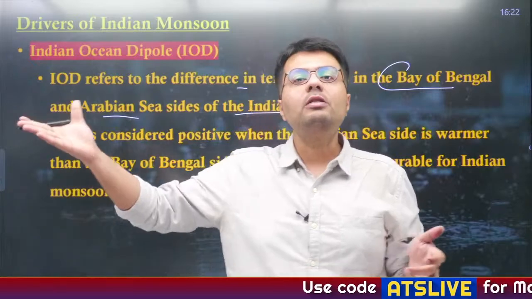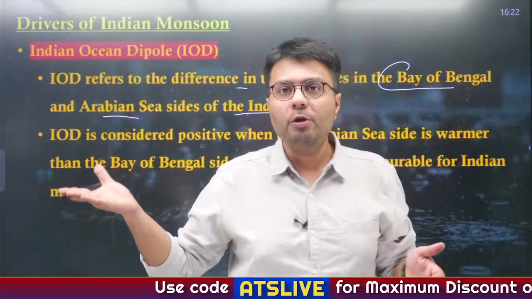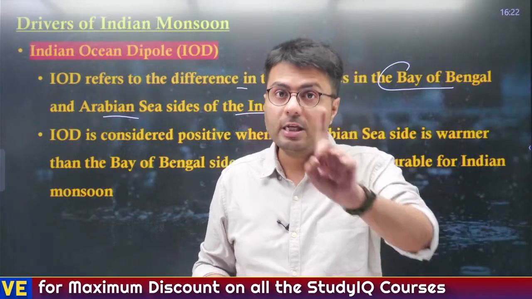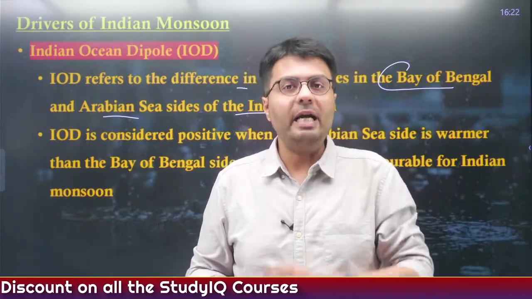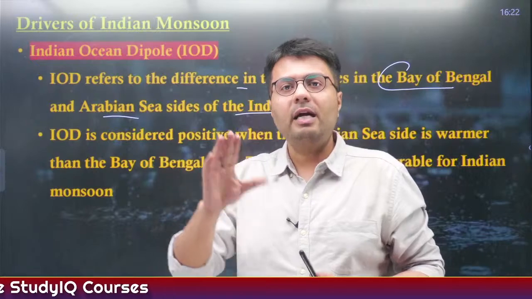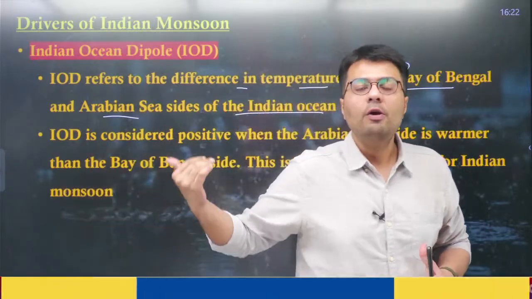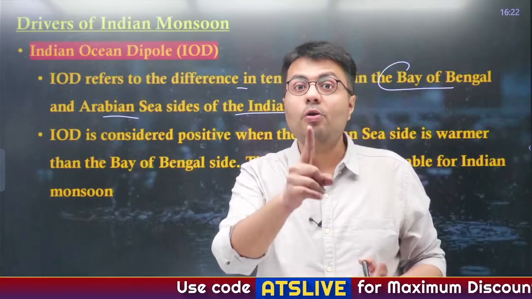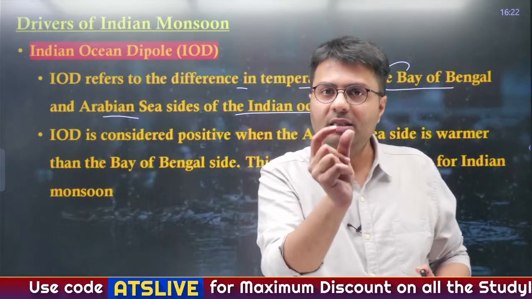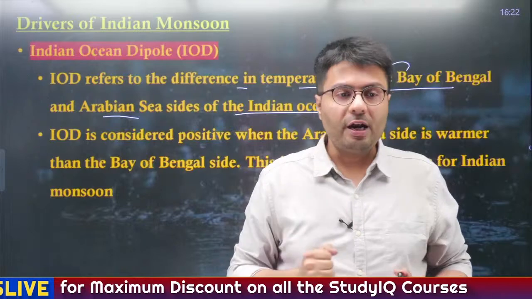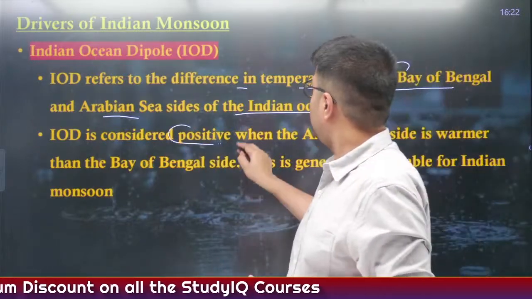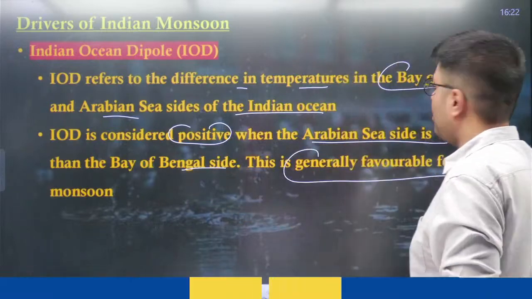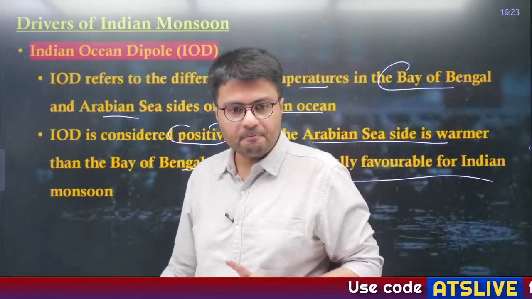So, if the temperatures near the coast of Africa and the western part of the Indian Ocean are higher as compared to temperatures in the eastern part of the Indian Ocean region, that is called positive IOD. And this is good for Indian rainfall. Whereas the opposite, that is lower temperatures in the western part of the Indian Ocean and higher temperatures in the eastern part, is called negative IOD. And as the name suggests, negative IOD means less rainfall in India. So, IOD is considered positive when the Arabian Sea side is warmer than the Bay of Bengal side, and this is generally favorable for the Indian monsoon. Understand?